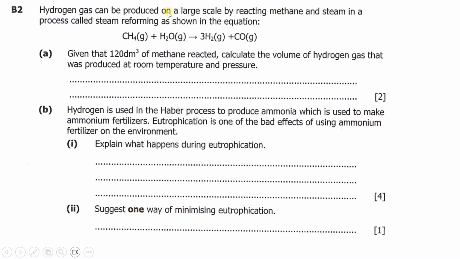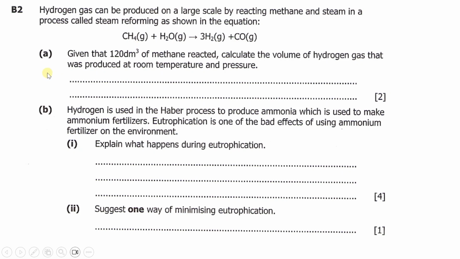As proven here, they've said that hydrogen gas can be produced on a large scale by reacting methane with steam in a process called steam reforming, as shown in the equation. So if you react methane plus steam, you get hydrogen gas and carbon monoxide gas. I don't know what is happening, guys, when these people are setting questions, trying to twist them so that other people's children fail, and in the process they are making errors.